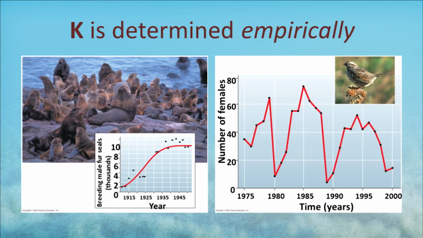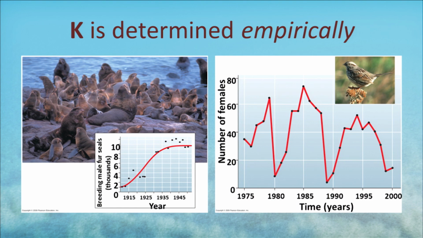The first is fur seals, and we can see in the graph here that in 1915 the population was low. We see some of that exponential growth and then the leveling off. So it's pretty obvious that for breeding male fur seals, the carrying capacity, which was reached somewhere around 1935 in this particular environment, is around 10,000 individuals, because we don't see anything sustained beyond that that shows a sustained higher number. Unfortunately, K is not always easy to determine like that.